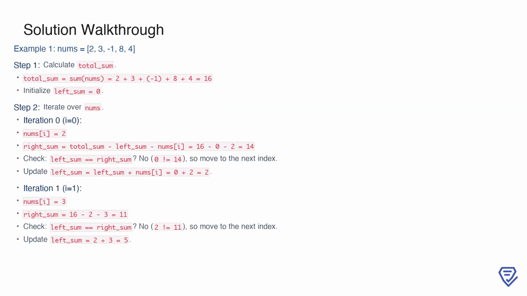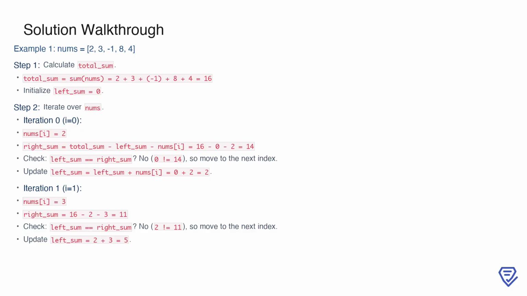To solve the problem of finding the middle index of the array, we begin by looking at example 1 with nums equal to 2, 3, -1, 8, 4. First, we calculate the total sum of the array. Adding all the elements together gives us a total_sum of 16. We also initialize left_sum as 0, which will keep track of the sum of elements to the left of the current index as we iterate through the array.